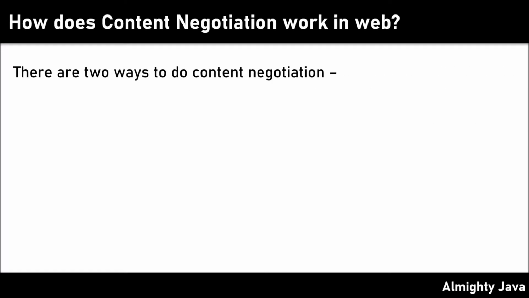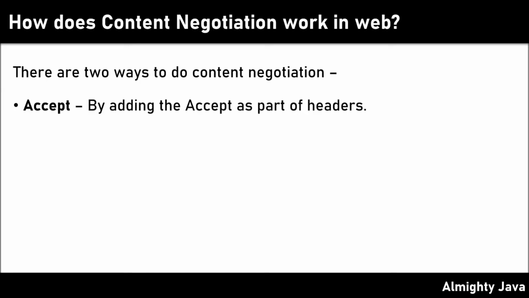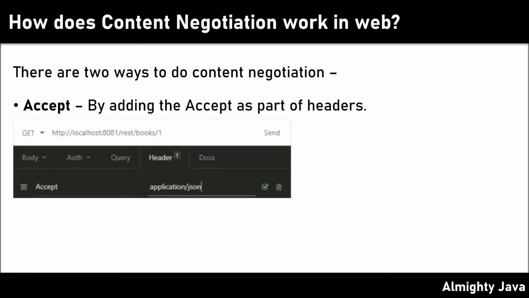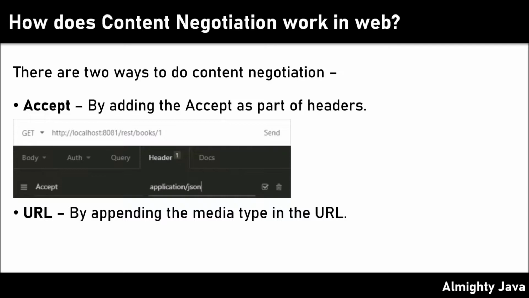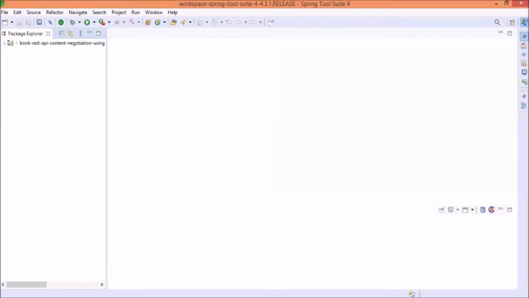How does content negotiation work on the web? There are two ways to do content negotiation. Using Accept, by adding the Accept as part of the headers, which we already covered in the earlier video. Or using the URL, by appending the media type in the URL. That could be a path extension or the query string. Let's implement it. I'm going to continue the book REST API project.